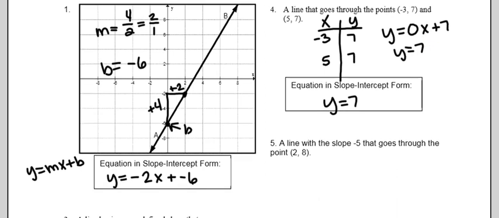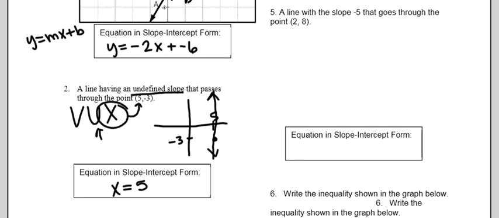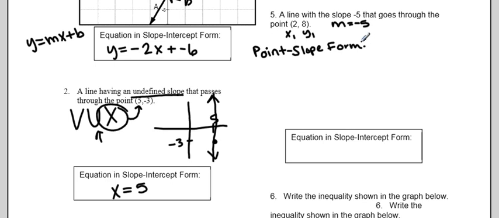Alright. Number 5, a line with a slope of -5 that goes through the point 2, -8. So we have m equals -5, and we have this point 2, -8. Now I have a point and a slope, so I'm going to use point-slope form, which is y minus y1 equals m times x minus x1.